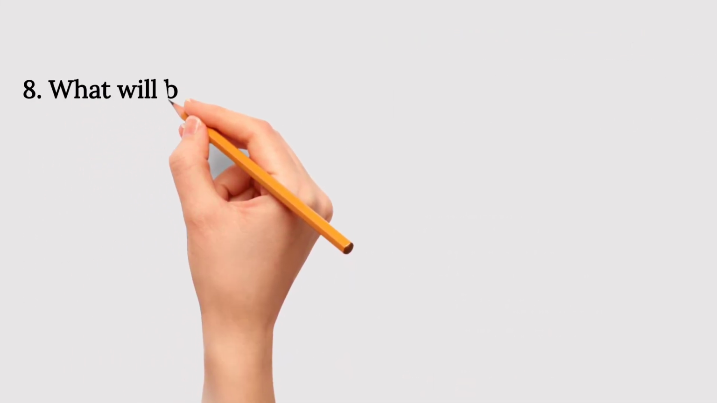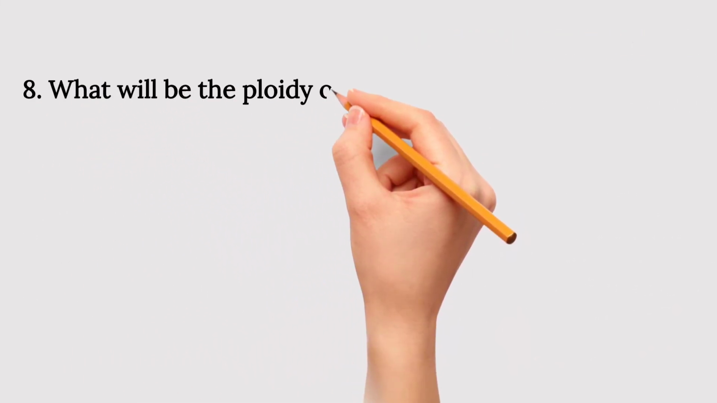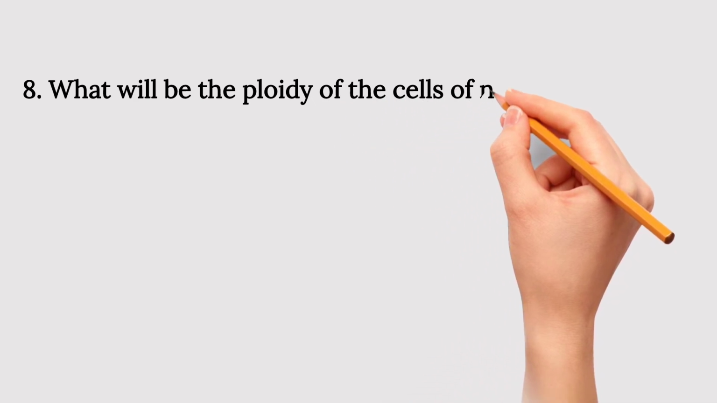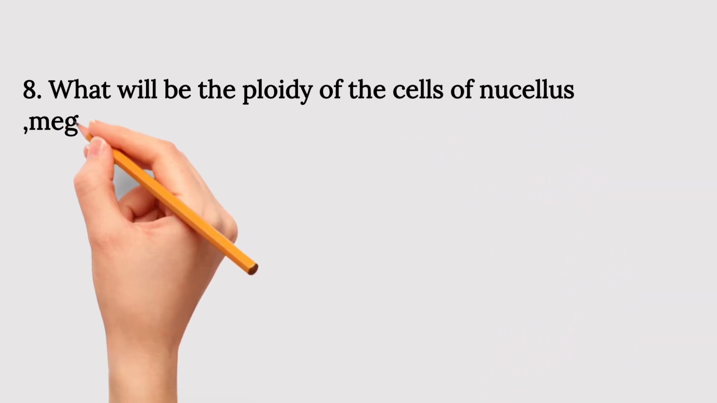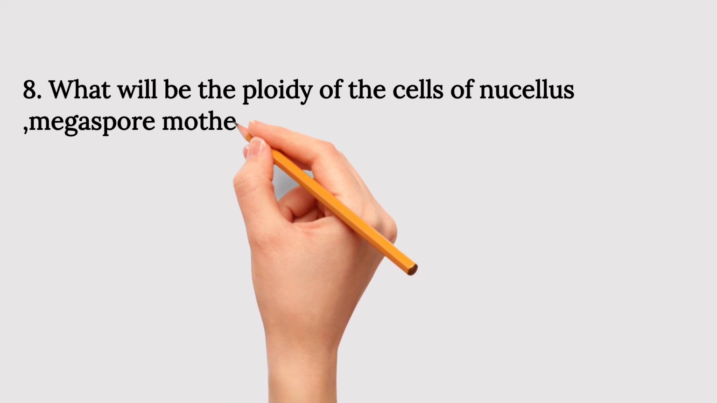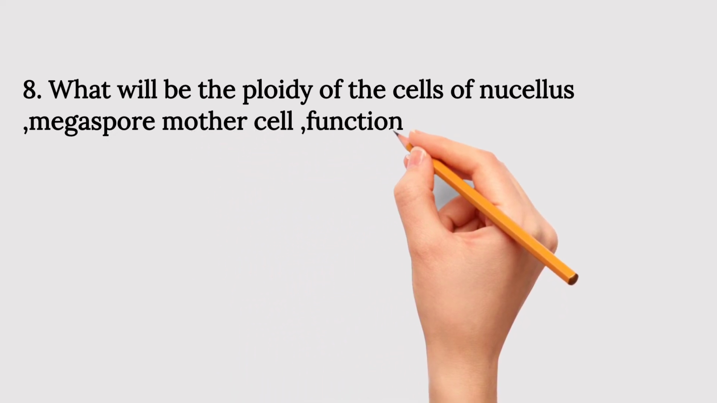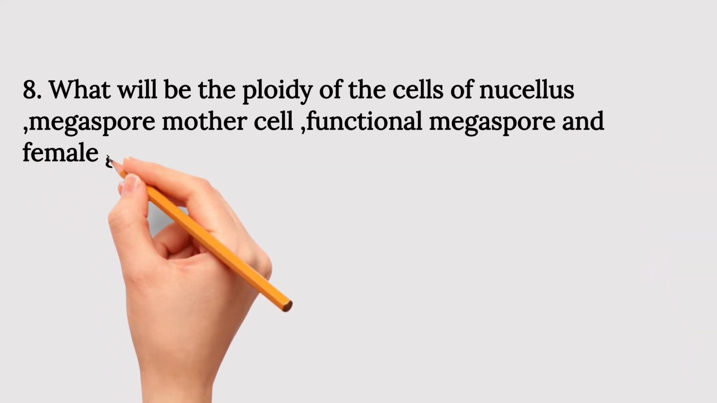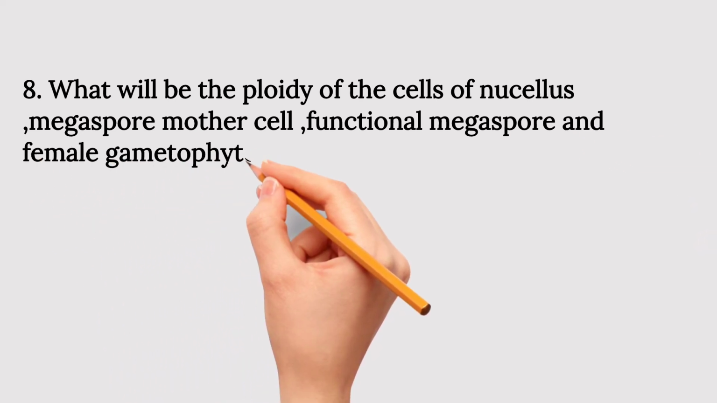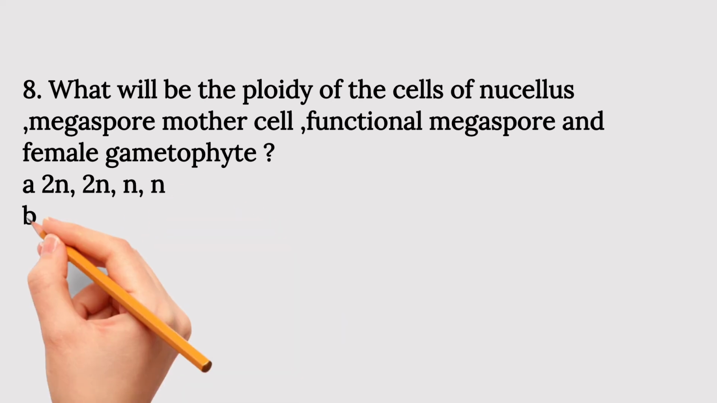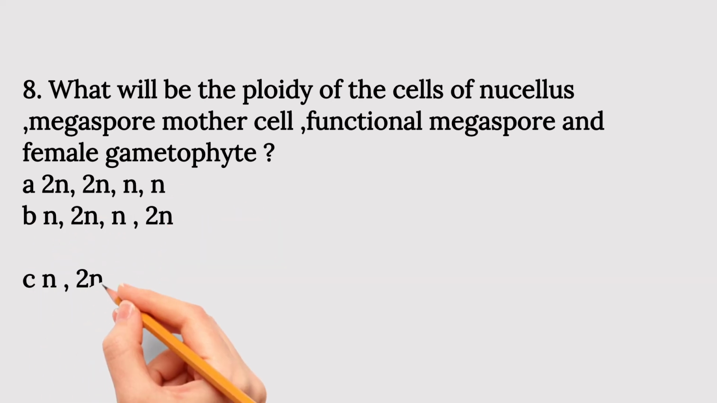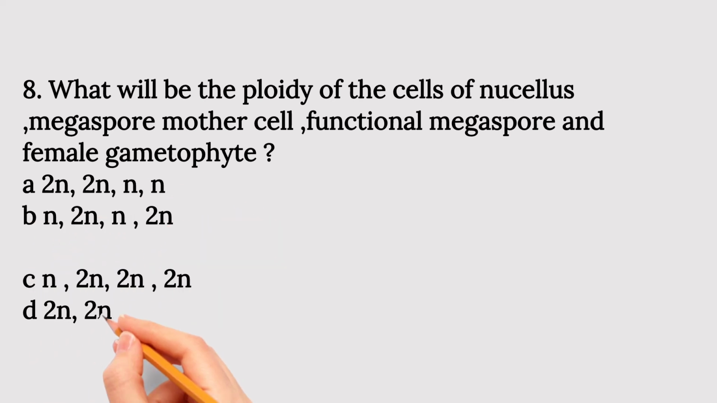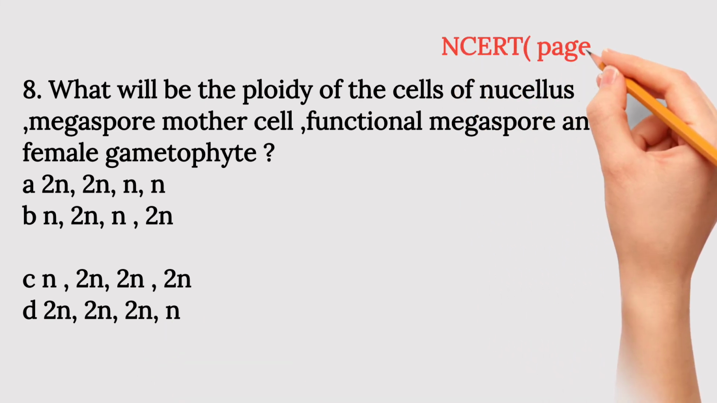What will be the ploidy of the cells: megaspore mother cell, functional megaspore and female gametophyte? Option A, diploid, diploid, haploid and haploid. Option B, haploid, diploid, haploid and diploid. Option C, haploid, diploid, diploid and diploid. And option D, diploid, haploid, haploid and haploid.